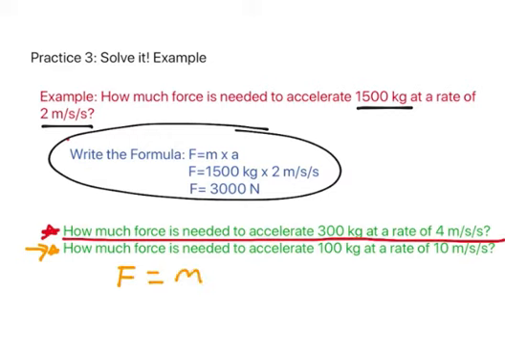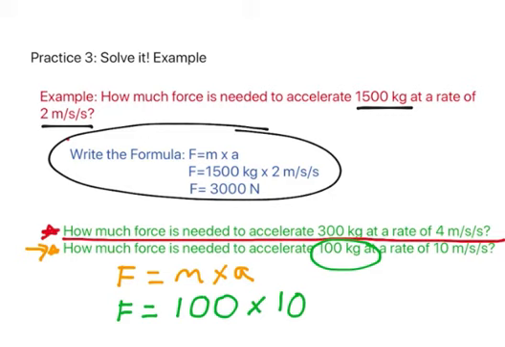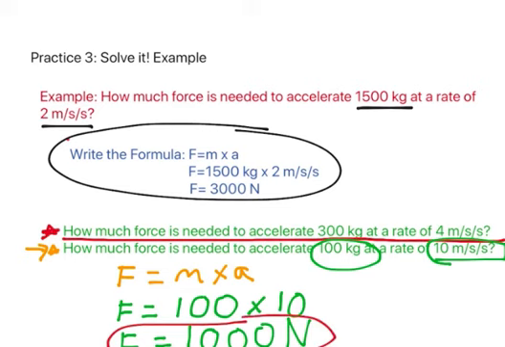So remember, we rewrite our formula. F equals mass times acceleration. We plug in the information that we know. So F, which is what we're looking for, so we're leaving that as F, equals the mass is 100 kilograms, so 100 times 10 for the acceleration, because here's the rate. So F equals 1,000 newtons. Because 100 times 10 is 1,000, and that would be our final answer. So you can solve this problem using those same processes.